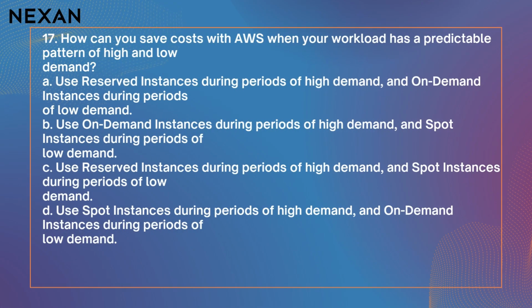17. How can you save costs with AWS when your workload has a predictable pattern of high and low demand? A. Use reserved instances during periods of high demand and on-demand instances during periods of low demand. B. Use on-demand instances during periods of high demand and spot instances during periods of low demand. C. Use reserved instances during periods of high demand and spot instances during periods of low demand.